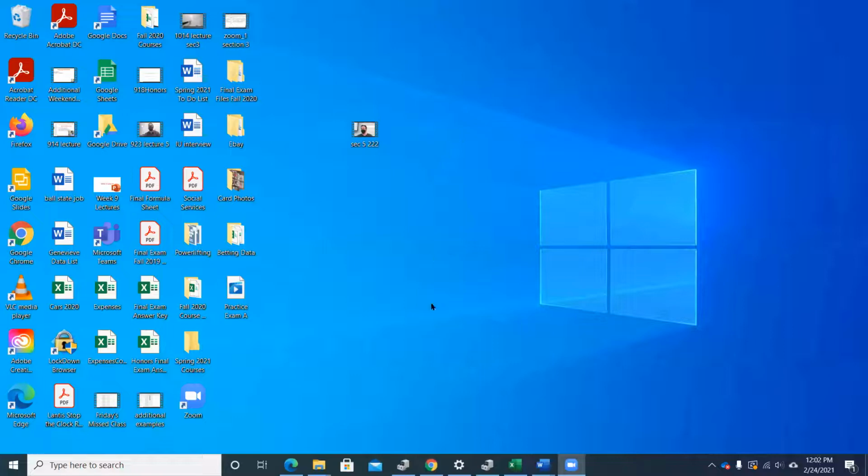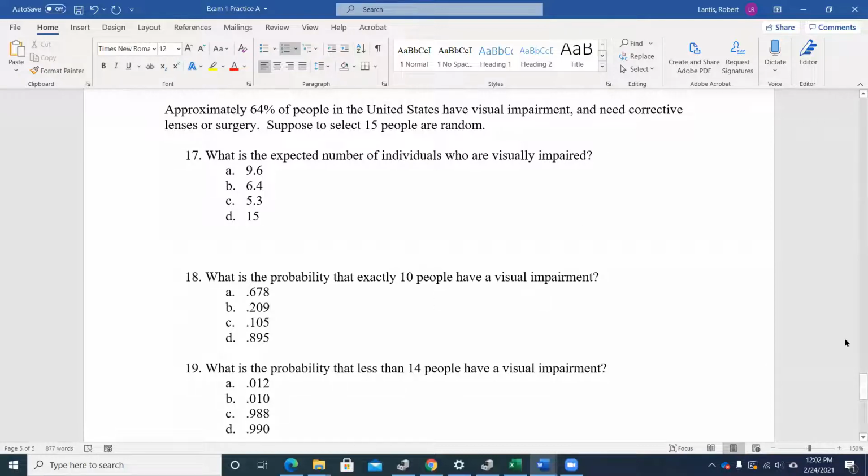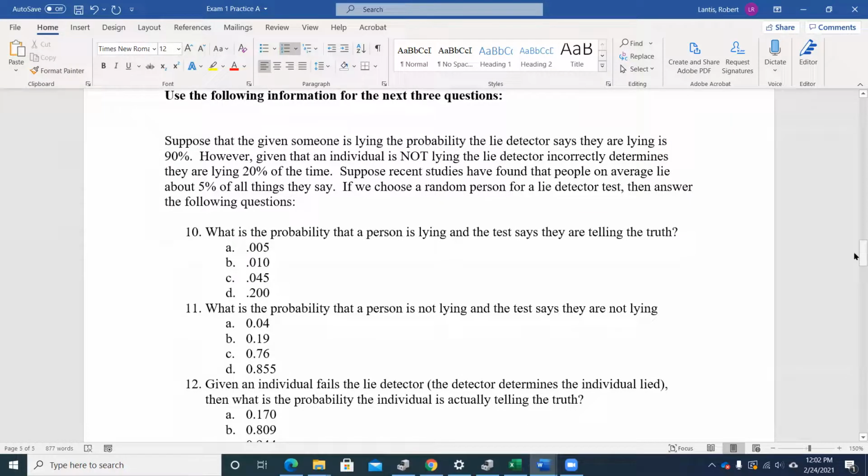So let's go here. Where are we at? Practice Exam A. So I'm going to go back and go over some of these Bayes theorem problems. Okay. Let me make sure I'm recording this. There we go. All right.